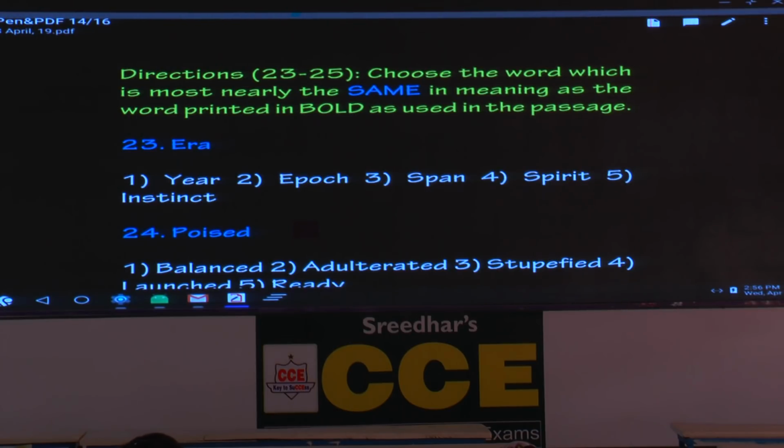If at all there is one difficult, that is this one. Span. Span talks more about a range, the time period or something. Span means spread. Write the word spread. Spanned over means spread over. We also say time span, the range. Spirit. Spirit has many meanings. Some are positive, some are negative.